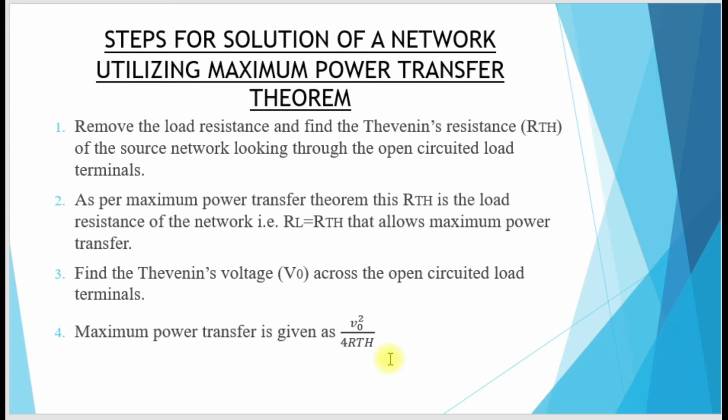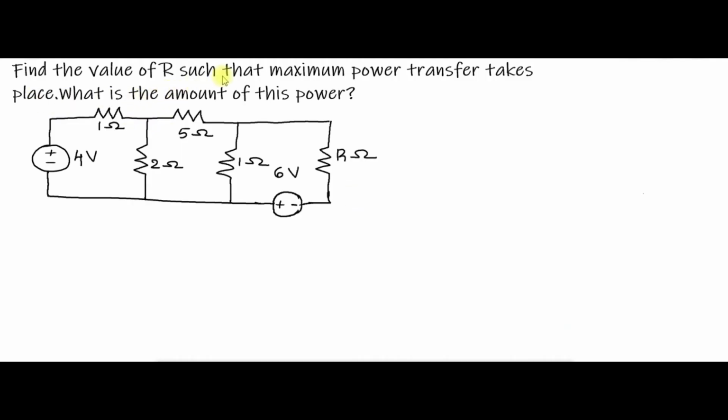So let's see this with some examples. Find the value of R such that maximum power transfer takes place. What is the amount of this power? So you have to determine the value of R at which maximum power transfer takes place and you have to determine the amount of this power. So first I am going to remove this load resistance R and I am going to determine the open circuit voltage across the open circuit load terminals.